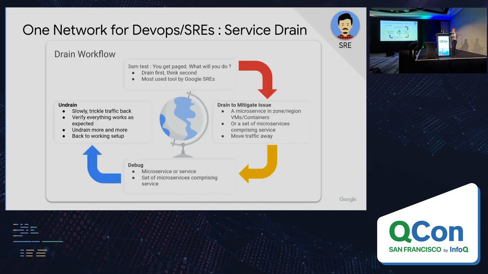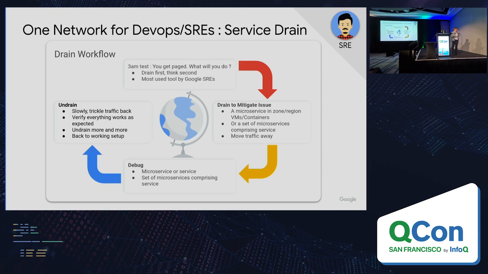So let's take a couple of examples. How does it work? There's the notion of service drain in Google. Imagine it's 3 o'clock at night and you got paged. What are you gonna do? You drain first and think second. And that is how Google SREs operate. And so what does drain mean? You administratively move traffic around, away from where you got paged or from that service.